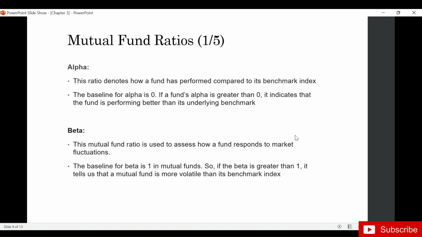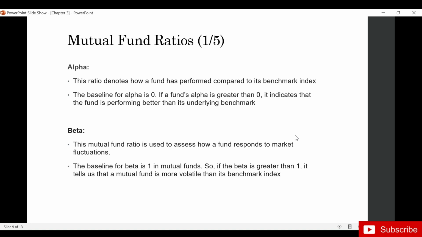The first ratio is alpha. This ratio denotes how a fund has performed compared to its benchmark index. The baseline for alpha is 0. So, if a mutual fund scheme's alpha is greater than 0, then it indicates that the scheme is performing better than its underlying benchmark index.